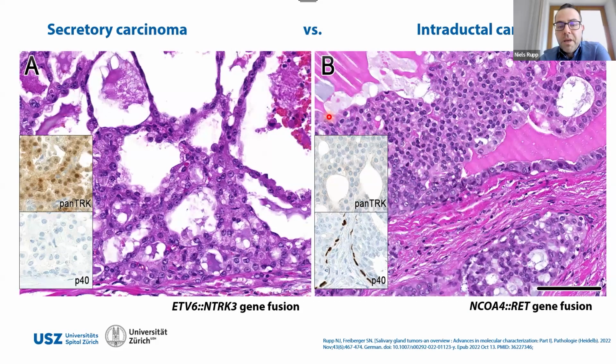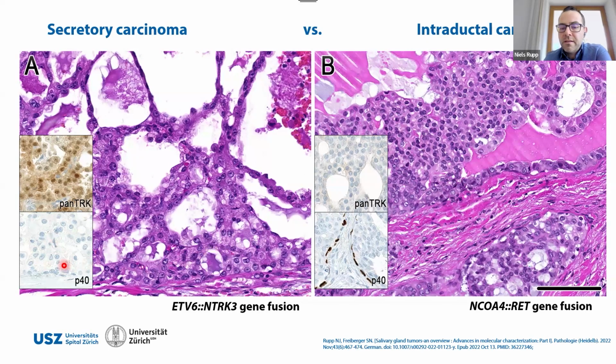Here are two images of another entity which can mimic the secretory carcinomas. It's the so-called intraductal carcinoma. Unfortunately, the name is not optimal as we know, and there will probably be some changes in the future. However, at the moment, it's still intraductal carcinoma. And the main differences are shown here. You can see the nuclear pan-Trk immunohistochemistry positivity in the classical ETV6 NTRK3 gene fusion positive secretory carcinoma.